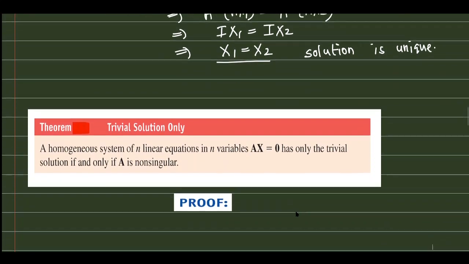So now we will see another theorem which gives a condition for the trivial solution of a homogeneous system. A homogeneous system of n linear equations in n variables, Ax equal to 0, has only the trivial solution if and only if A is non-singular. Now, what is a homogeneous system? If I write Ax equal to B, which is the matrix form of the system of equations, this is a non-homogeneous form.